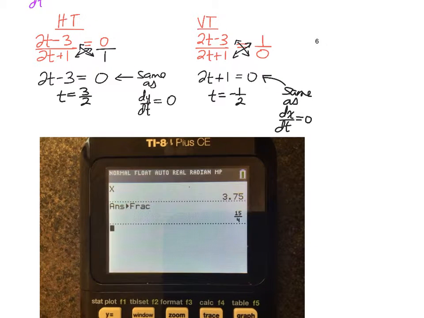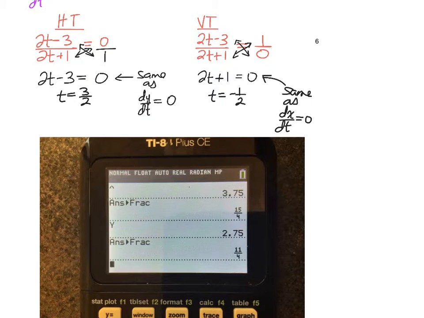Do the same thing with y. Alpha 1 brings up the y. That's the decimal it gave us. So convert that over, math, enter, enter, and you get 11/4. So 15/4 and 11/4. All right. So I'm going to make a note of that.